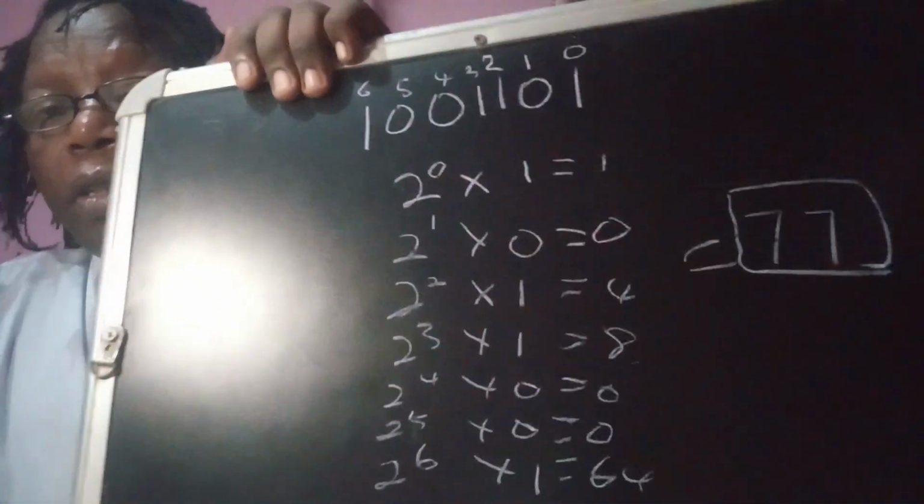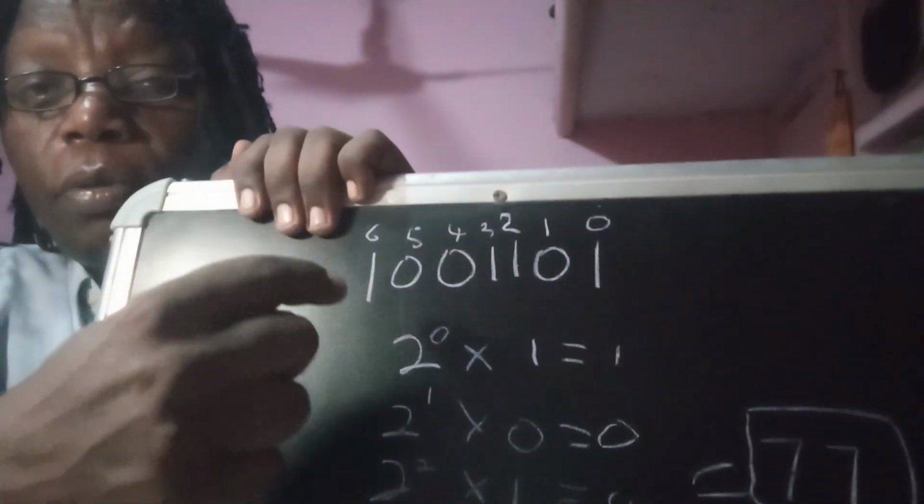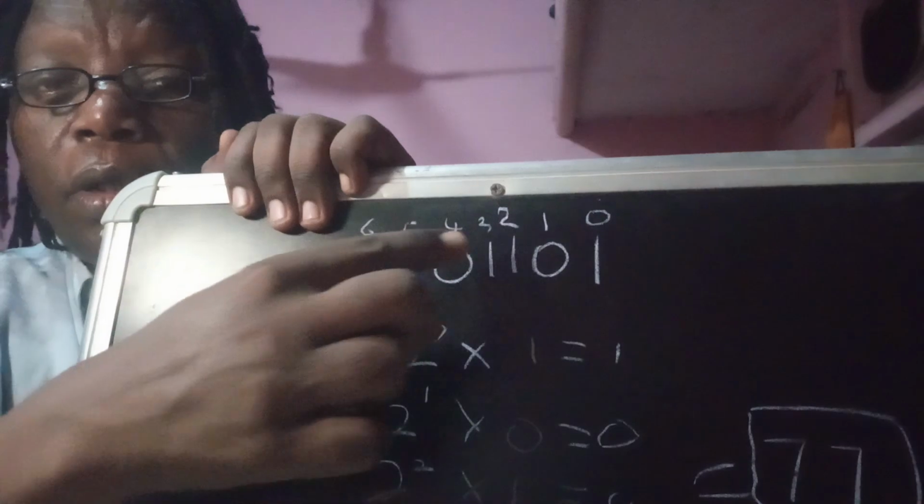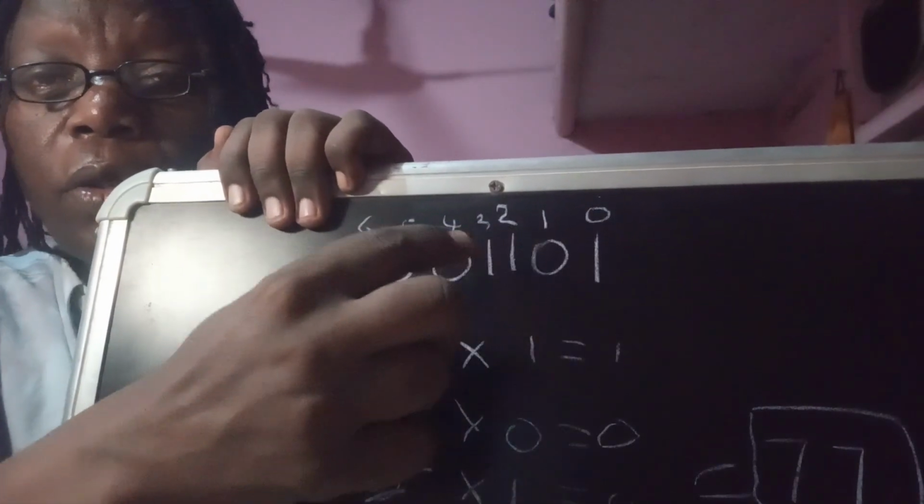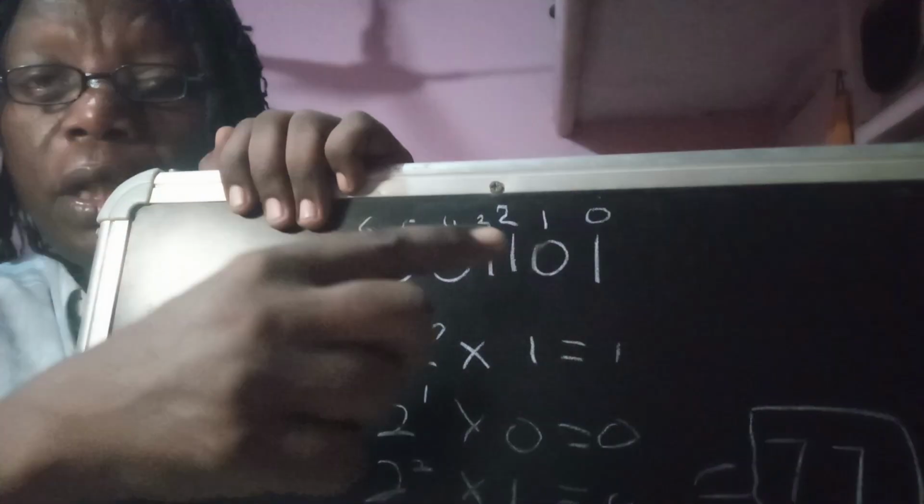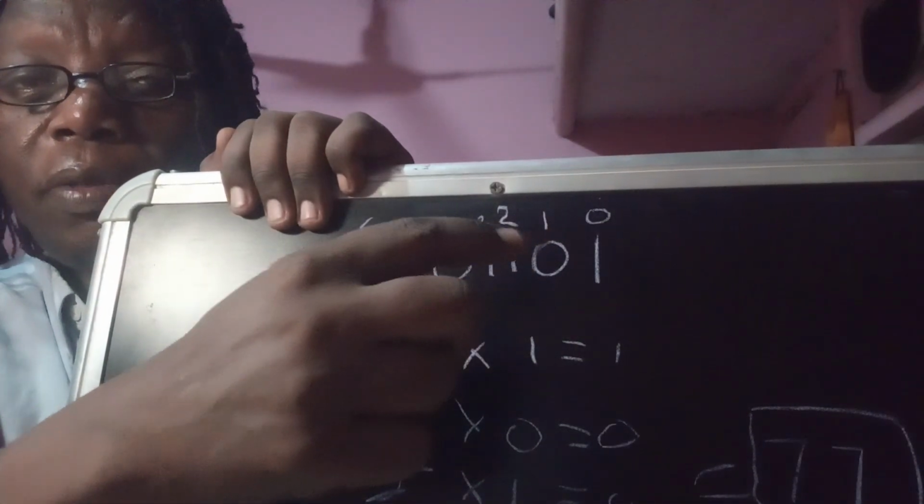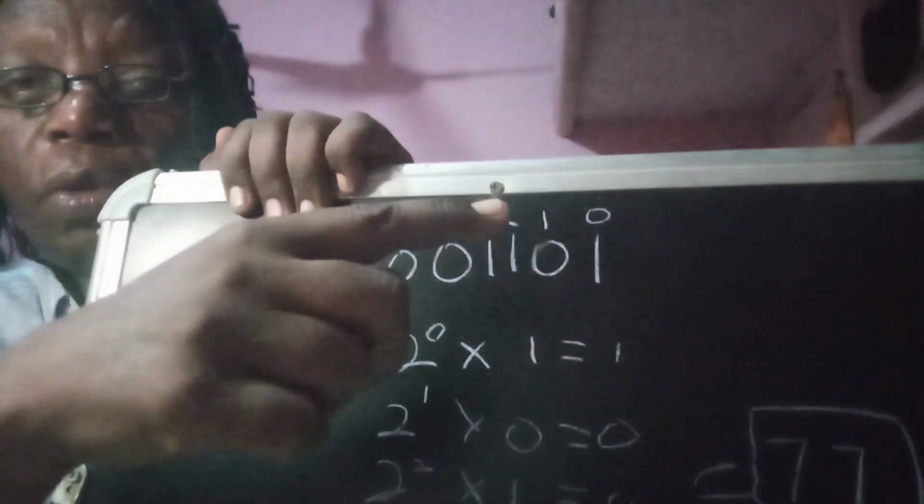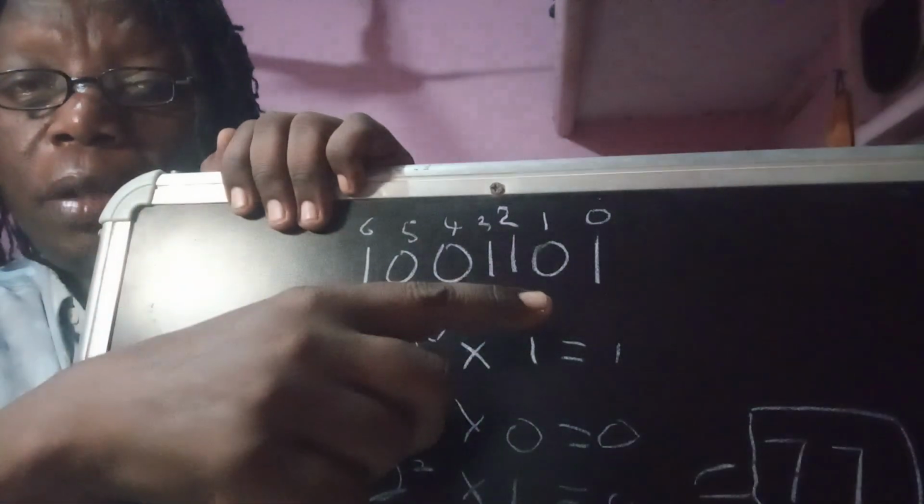Okay, you can see how we started: 1 0 0 1 and the positions 0 1 2 3 4 5 6. So the binary base is 2. We start raising it with these values, 2 to 0, 2 to 1, 2 to 2, and all that. We multiply by this.